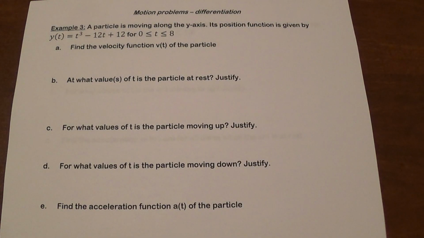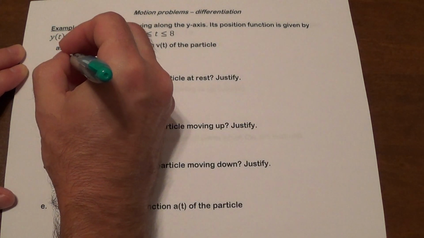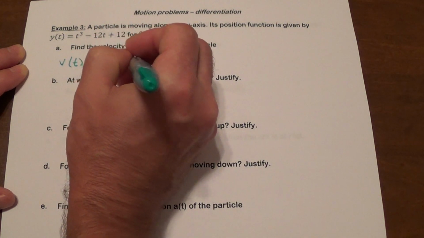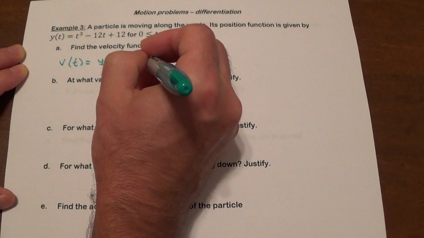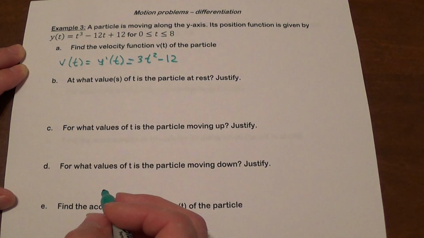Next problem. A particle is moving along the y-axis. Its position is given by this formula. So we have several questions here. Let's do the first one. Find the velocity function. Well, v of t is going to be y prime of t, which is going to be 3t squared minus 12. When is the particle at rest?